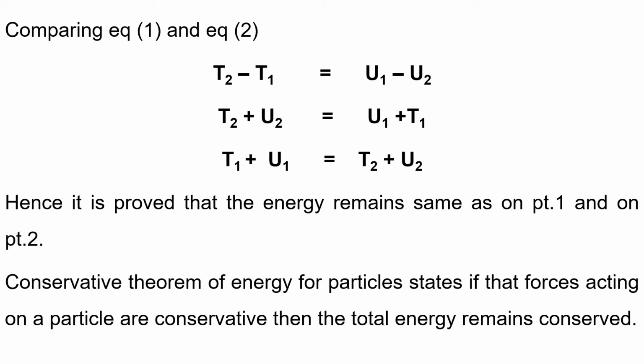Here T is kinetic energy and U is potential energy. That means the kinetic energy plus potential energy at position 1 is equal to the kinetic energy plus potential energy at point 2. Hence it is proved that the energy remains the same at the two points, that is, it is constant. So at point 1 and point 2 the whole energy is conserved. So we can write the conservation theorem of energy of a particle: if the forces acting on the particle are conservative, then the total energy remains conserved.